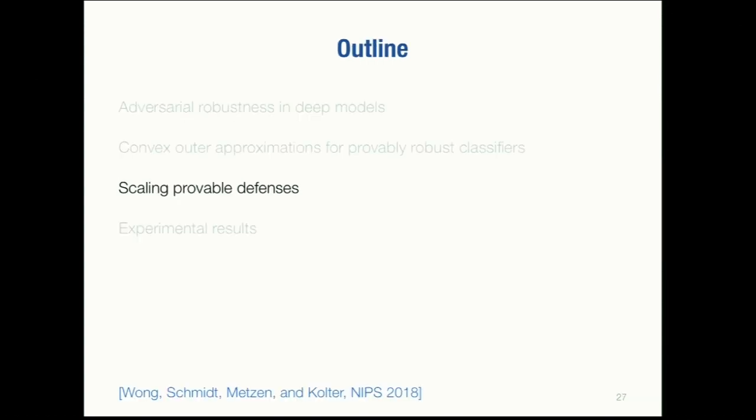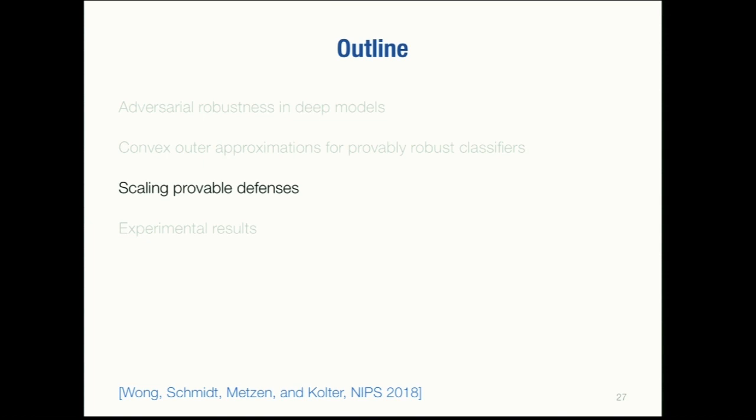All right, before I get to the experiments, let me say in 5 minutes how we actually go about scaling this. I'm going to gloss over this pretty quickly. This is work from our follow-up paper coming out at NIPS this year. That bound, while great, was still quadratic in the number of hidden units, and it only applied to pure feed-forward networks.